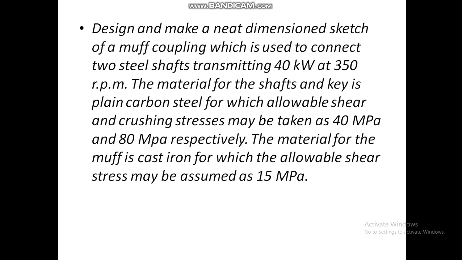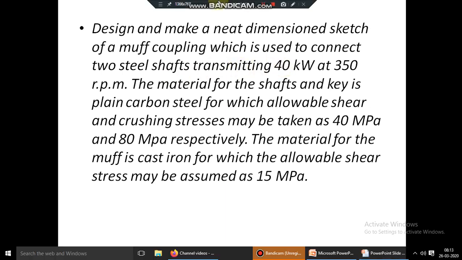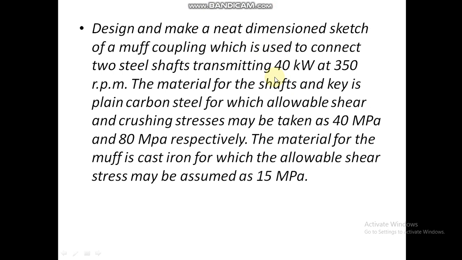So in the first step, you have been given that you have to design the muff coupling and make a neat sketch of it, which is used to connect two steel shafts. The shafts are made of steel and the power we have to transmit is 40 kilowatt at 350 rpm. One thing I want to tell you first is whenever you are given the power and rpm in a question, it means that you always calculate the torque, because you know the formula that torque is equal to power into 60 by 2 pi N.